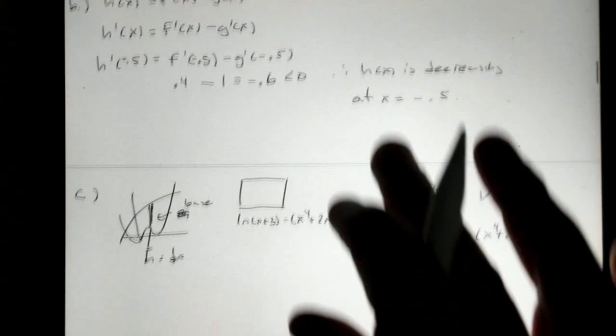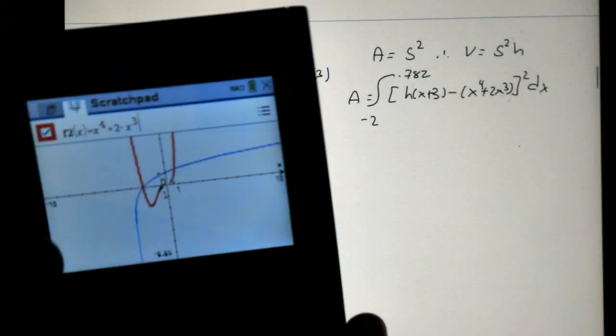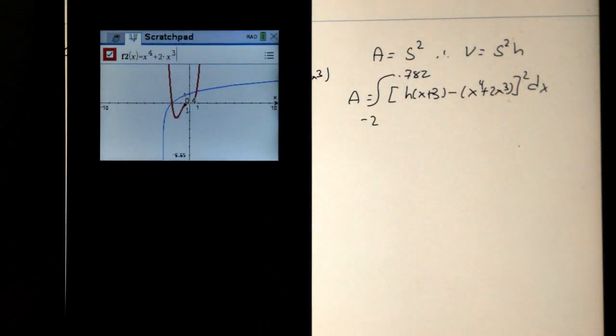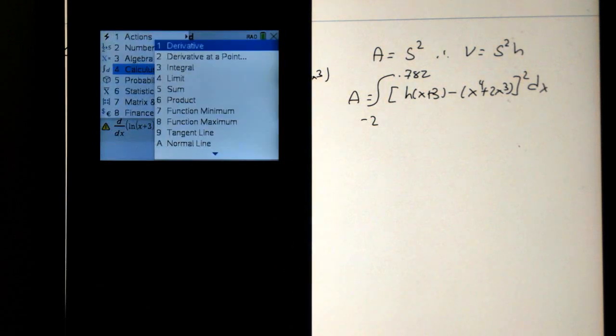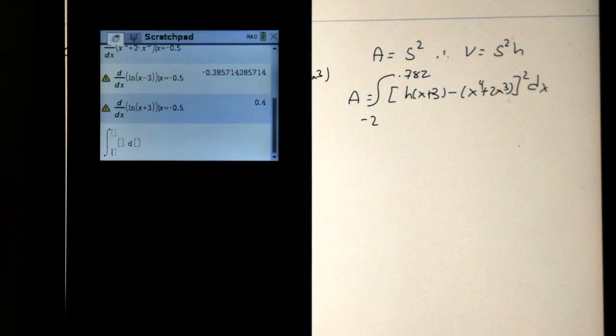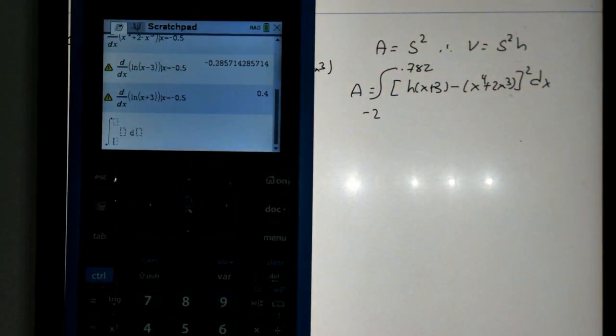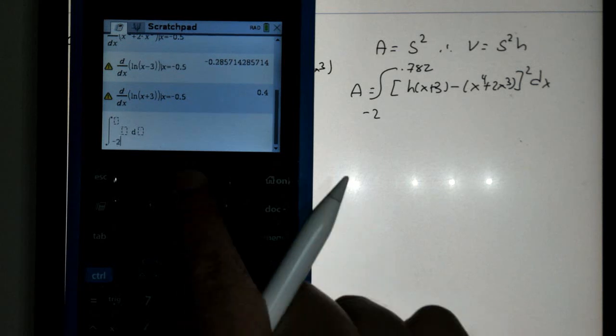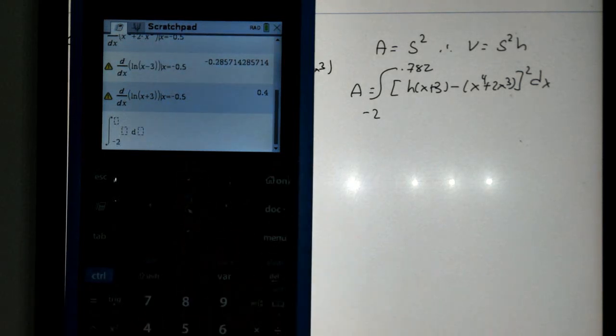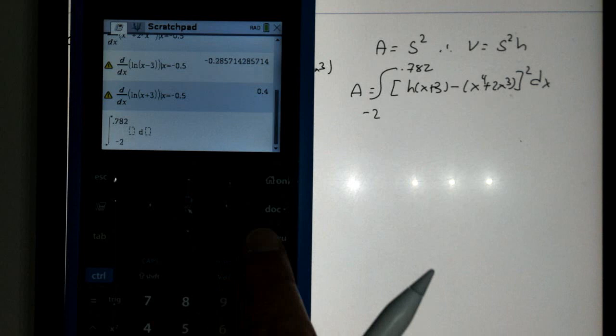They do say find the volume. So once I'm here, I'm just going to type it in my calculator. So I'm going to graph it. Menu 4.3, my integral. And I'm just going to type it in exactly as it looks here. So let me take a look. We're going to go from -2 to 0.782.